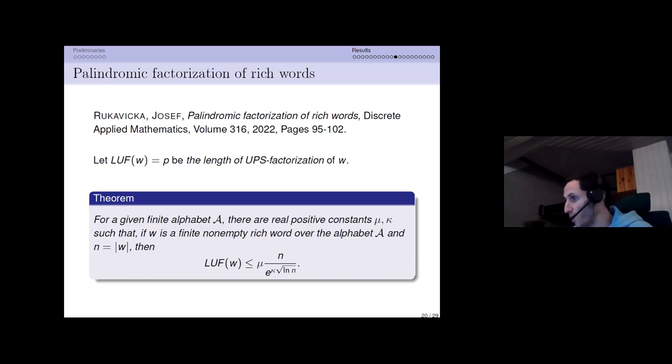This is something that I'm working on, and I already have some ideas. I suppose in the next months I will present some result on arXiv concerning this. But for the moment, we just have the upper bound for the palindromic factorization of rich words. And it is this one.